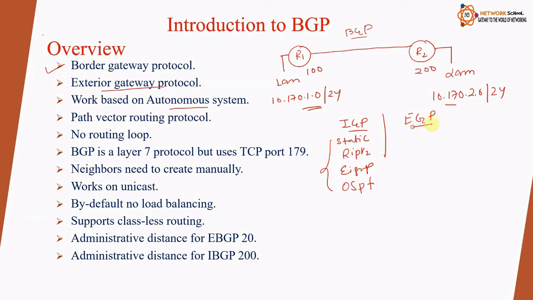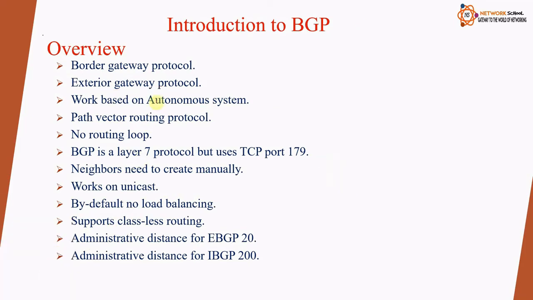But exterior gateway protocol is the protocol used for establishing communication between two autonomous systems. That is BGP, Border Gateway Protocol, and we use BGP between two borders only, to establish communication between two borders only. Okay, so now, what is an autonomous system? Here is point number 3.